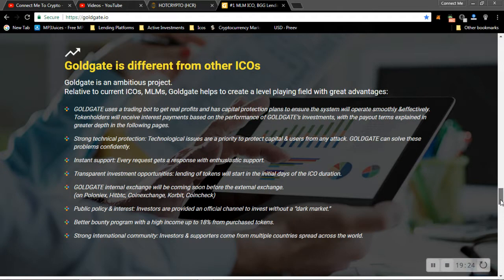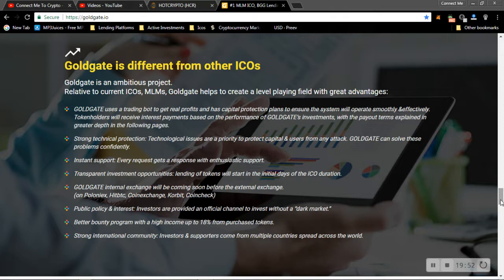So Goldgate is different from other ICOs. Goldgate is an ambitious project relative to the current ICOs. MLM's Goldgate helps to create a level playing field with great advantages. Goldgate uses a trading bot to get real profits and has capital protection plans to ensure the system will operate smoothly and effectively. Token holders will receive interest payments based on performance of Goldgate's investments, with the payout terms explained in greater depth in the following pages.